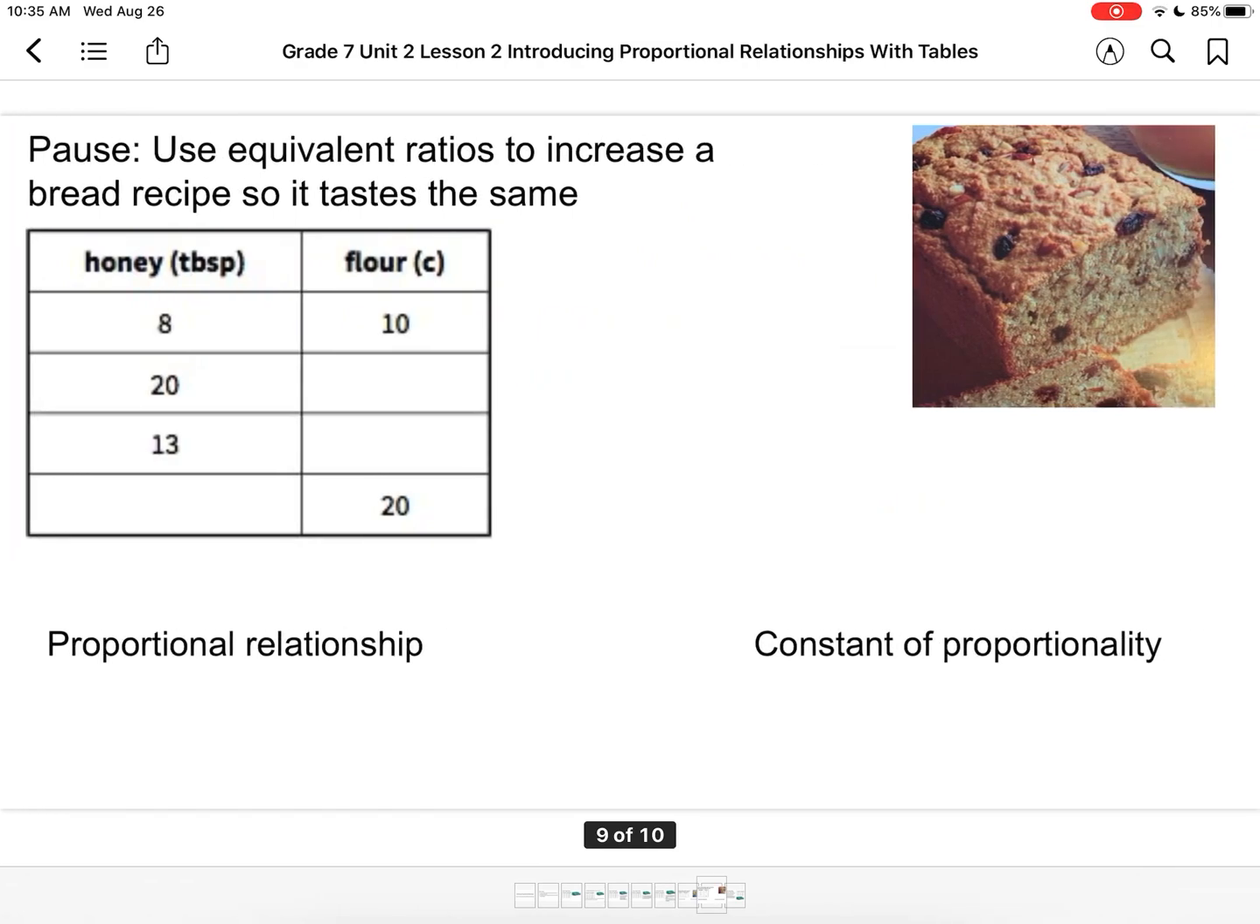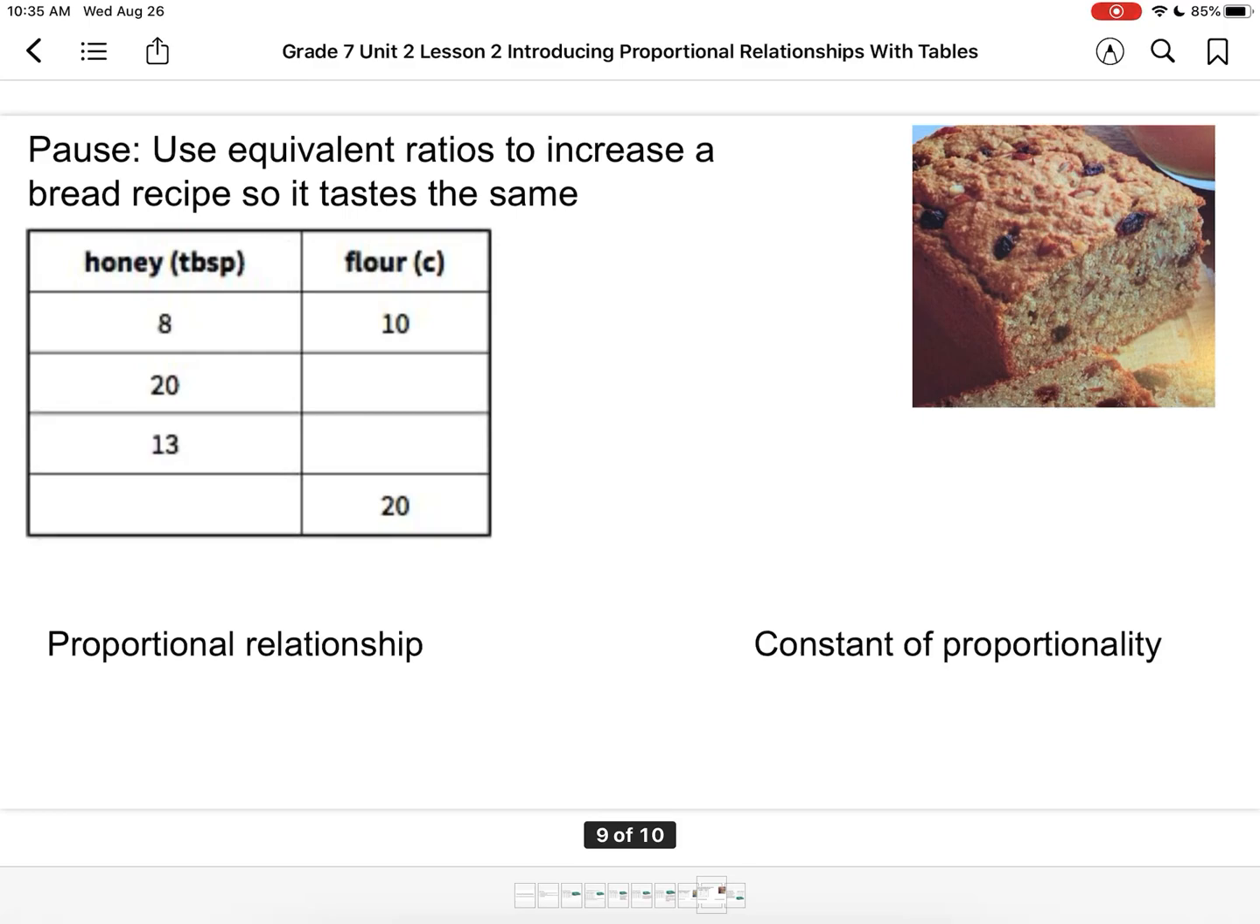In this example, I want you to figure out what is the proportional relationship here, and what is the constant of proportionality. So pause the video, please. Take a minute to do this and come back, resume the video.